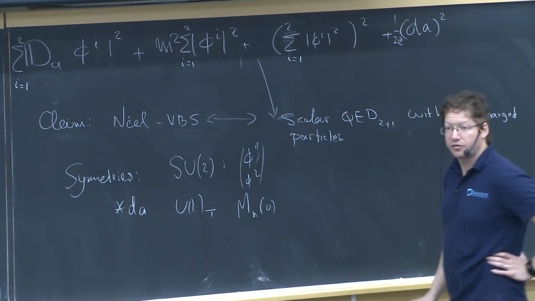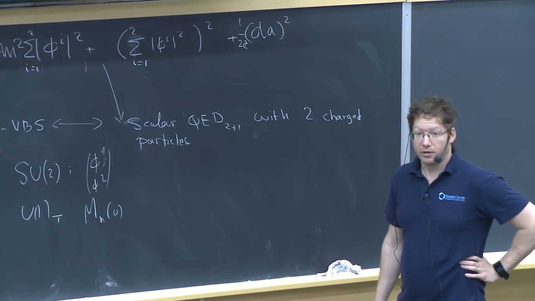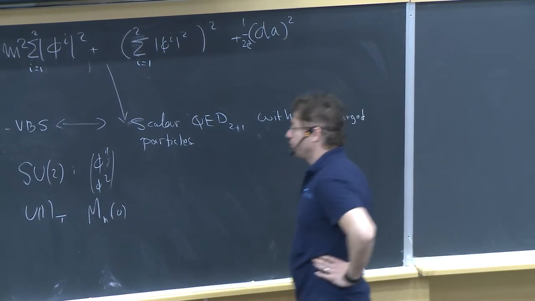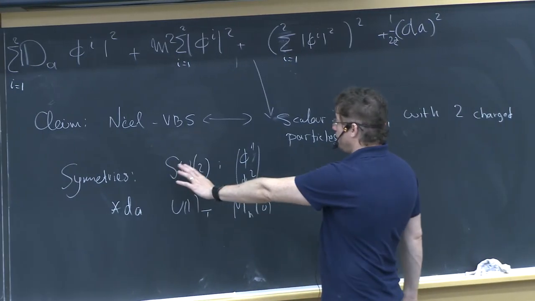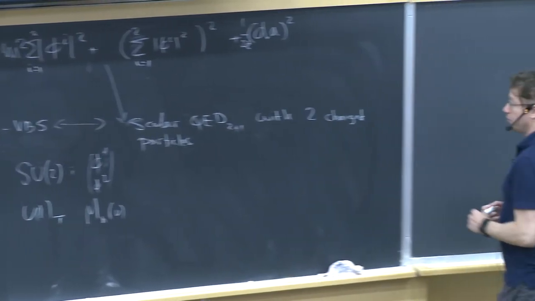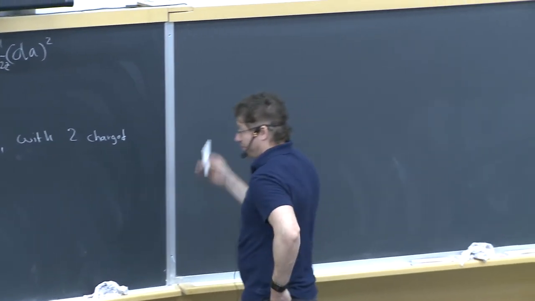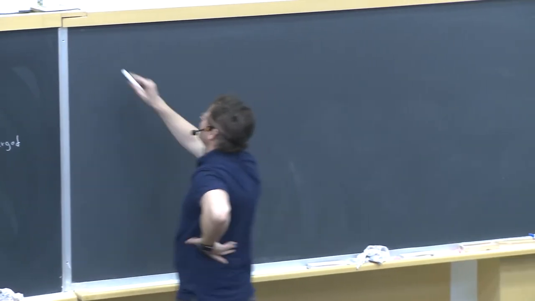That's not quite right, because the Néel VBS phase had SO2 times SO3, not SU2. SO3 and SU2 are not quite the same. And indeed, the symmetry here is not SU2. The symmetry here is SO3. Let me explain that. That's a very important point about CFTs and QFT in general.